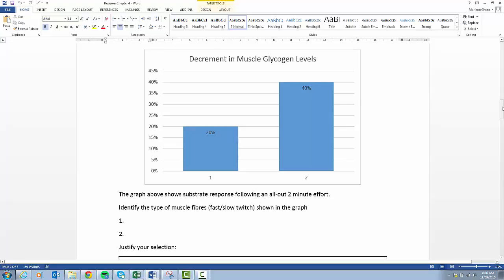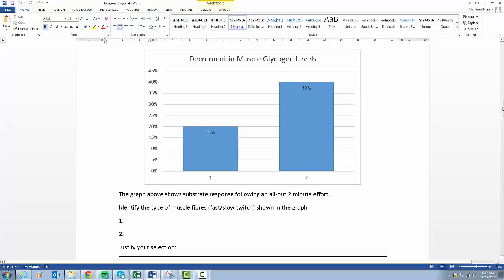The graph above shows substrate responses following an all-out 2-minute effort. One or the other is fast twitch, and one represents slow twitch. How do we use the information in the stimulus of the question to work that out? What's important about it? Dose and rate. Two minutes. Exactly right. The nature of our exercise will determine the muscle fibers being recruited. If we were doing a 2-minute slow effort, it would be a very different story, because different muscle fibers are recruited.